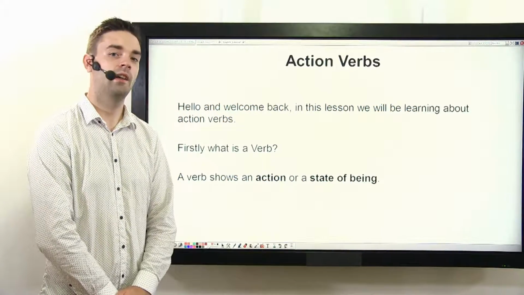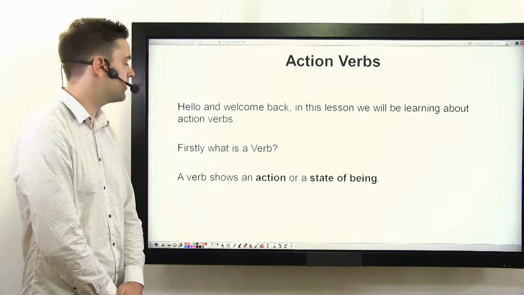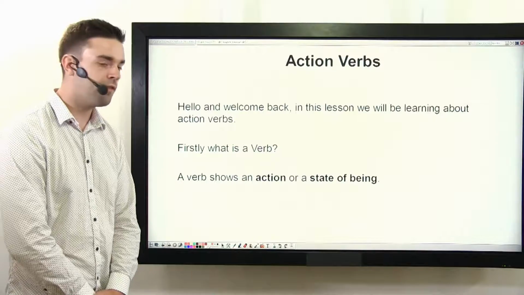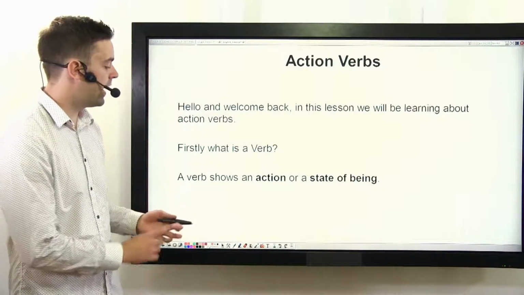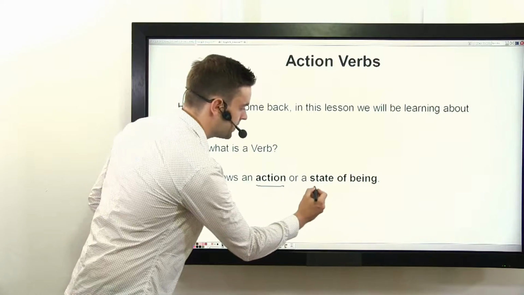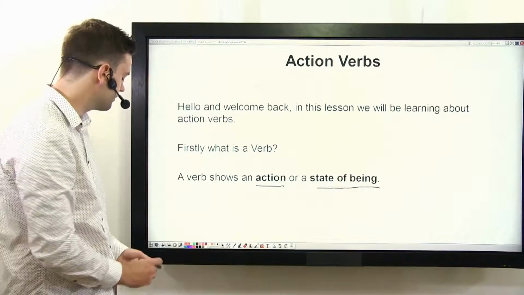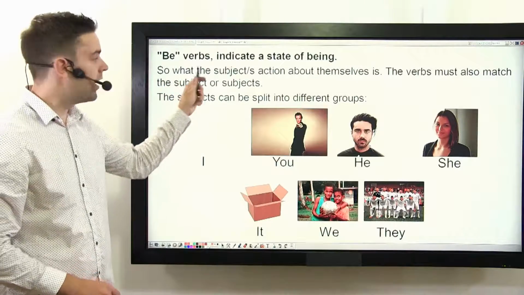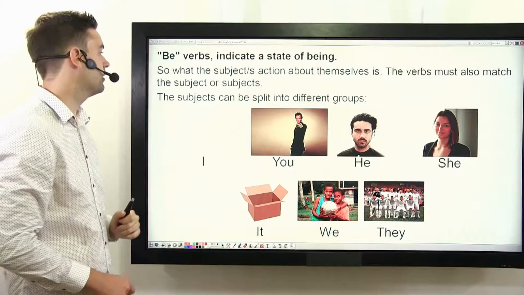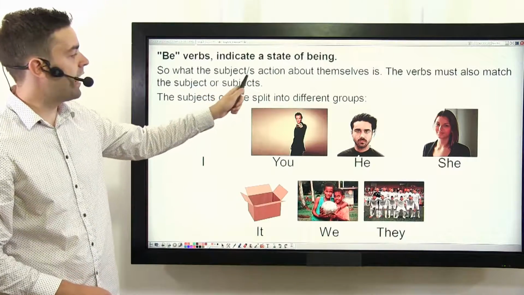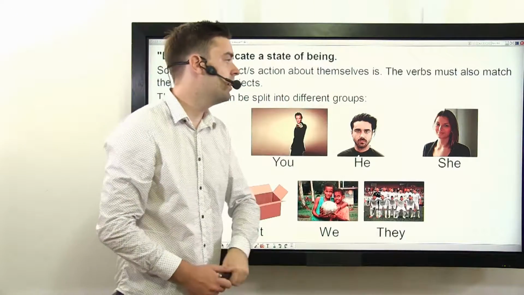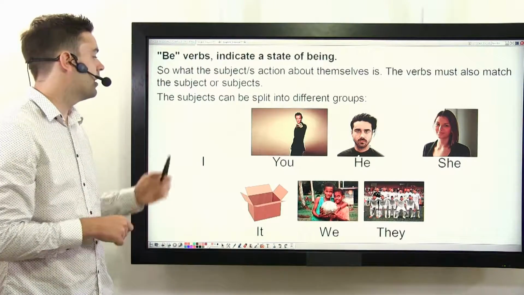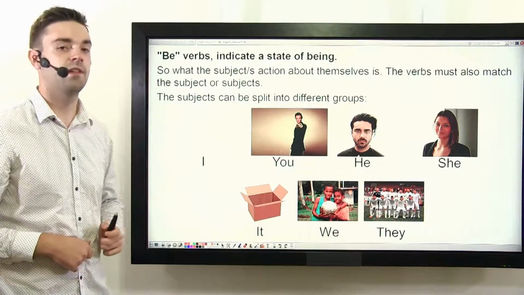Hello and welcome back. In this lesson, we'll be learning about action verbs. Firstly, what is a verb? A verb shows an action or state of being. So the be verbs indicate a state of being. So what the subject's action about themselves is. The verbs must also match the subject or subjects. The subjects can be split into different groups.